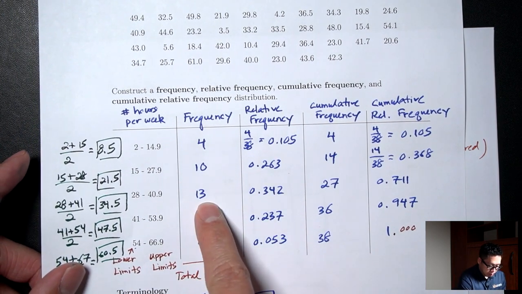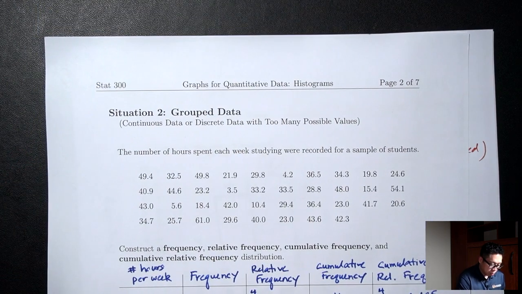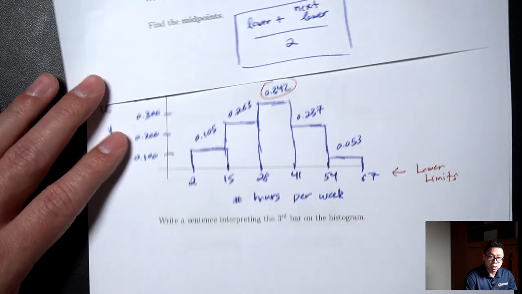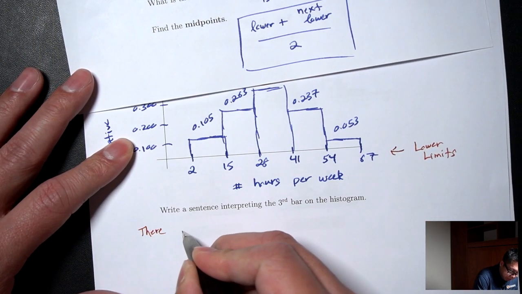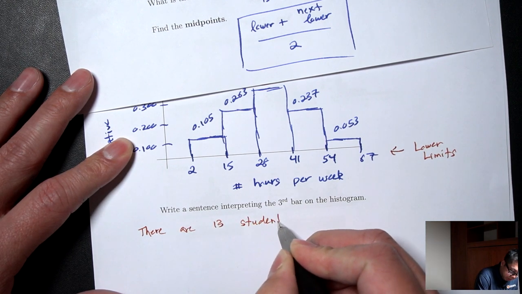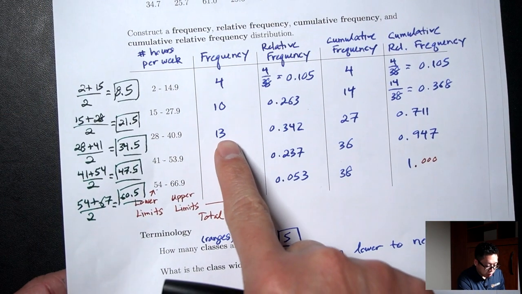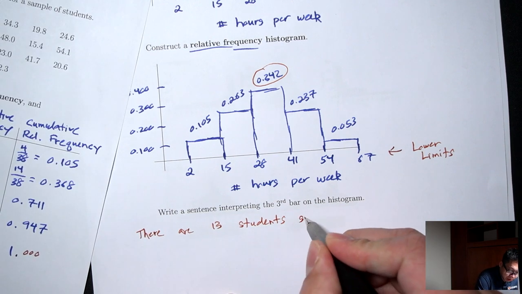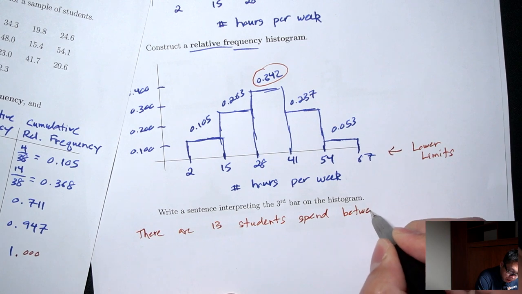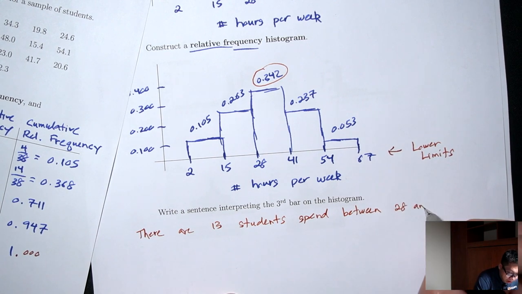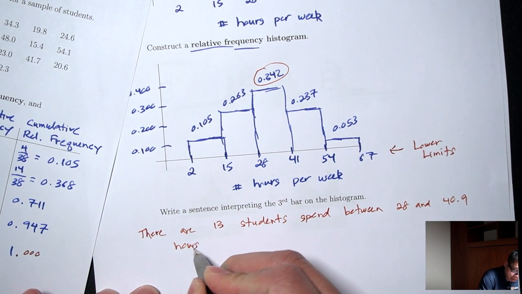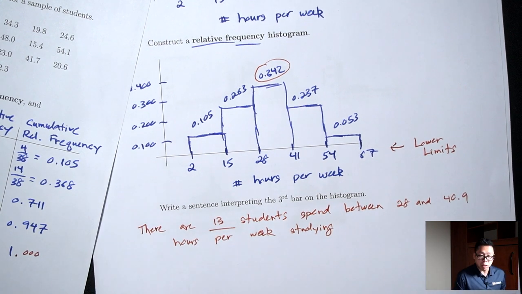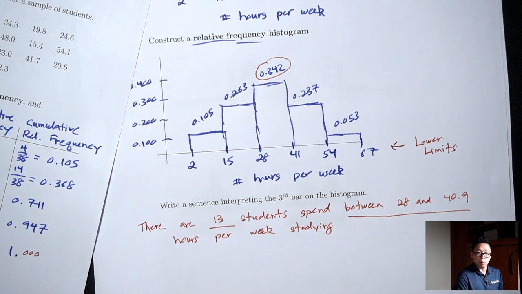Okay, 13. So this is counting how many. So there's 13. What are we talking about here? These are coming from a sample of students. So there's 13 students. So the 13 is, there are 13 students. And what's special about these 13 students? These 13 students spend between 28 and 40.9 hours per week studying. Okay, I'm looking for the 13, and then what's special about these 13? They spend between 28 and 40.9 hours per week studying.